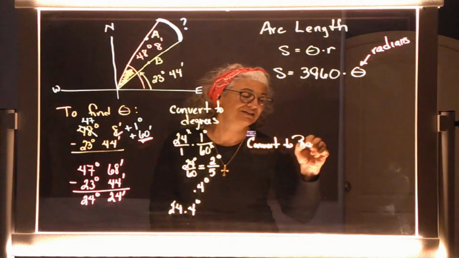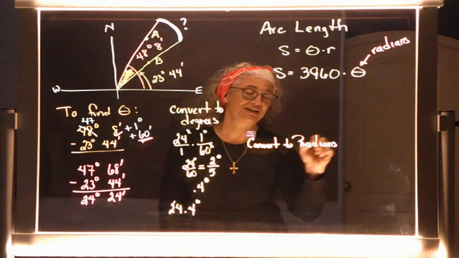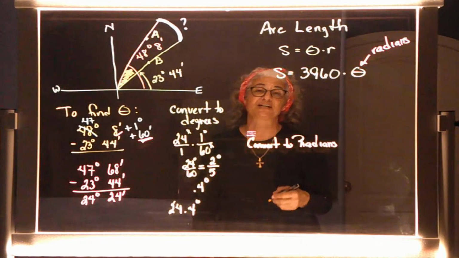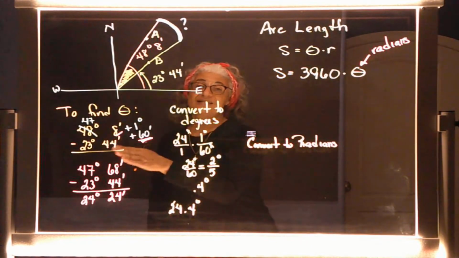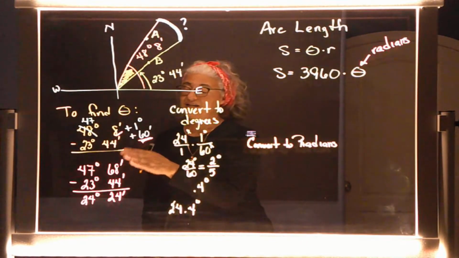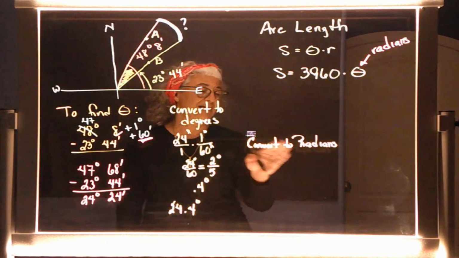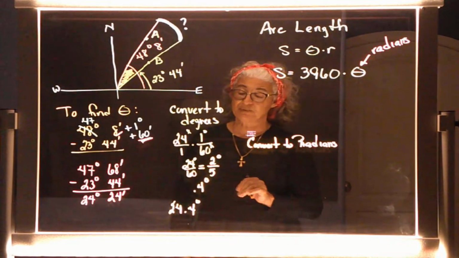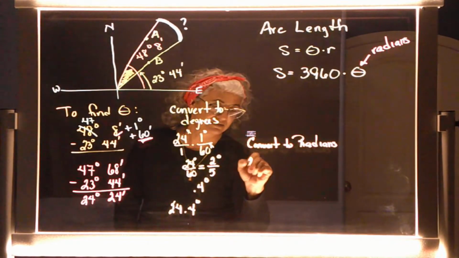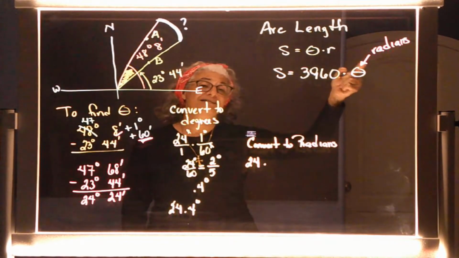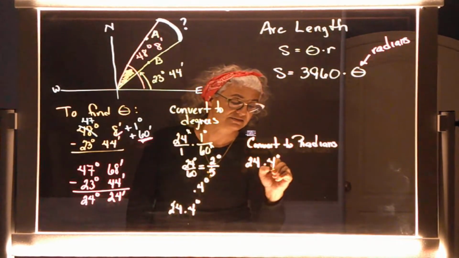Some of these problems are like this. You're going to actually have to do a series of steps to find the theta. In this case, I needed to subtract. And then once I got the difference, I needed to convert it to just degrees. And now I need to convert my degrees into radians, because the formula says theta's got to be in radians.